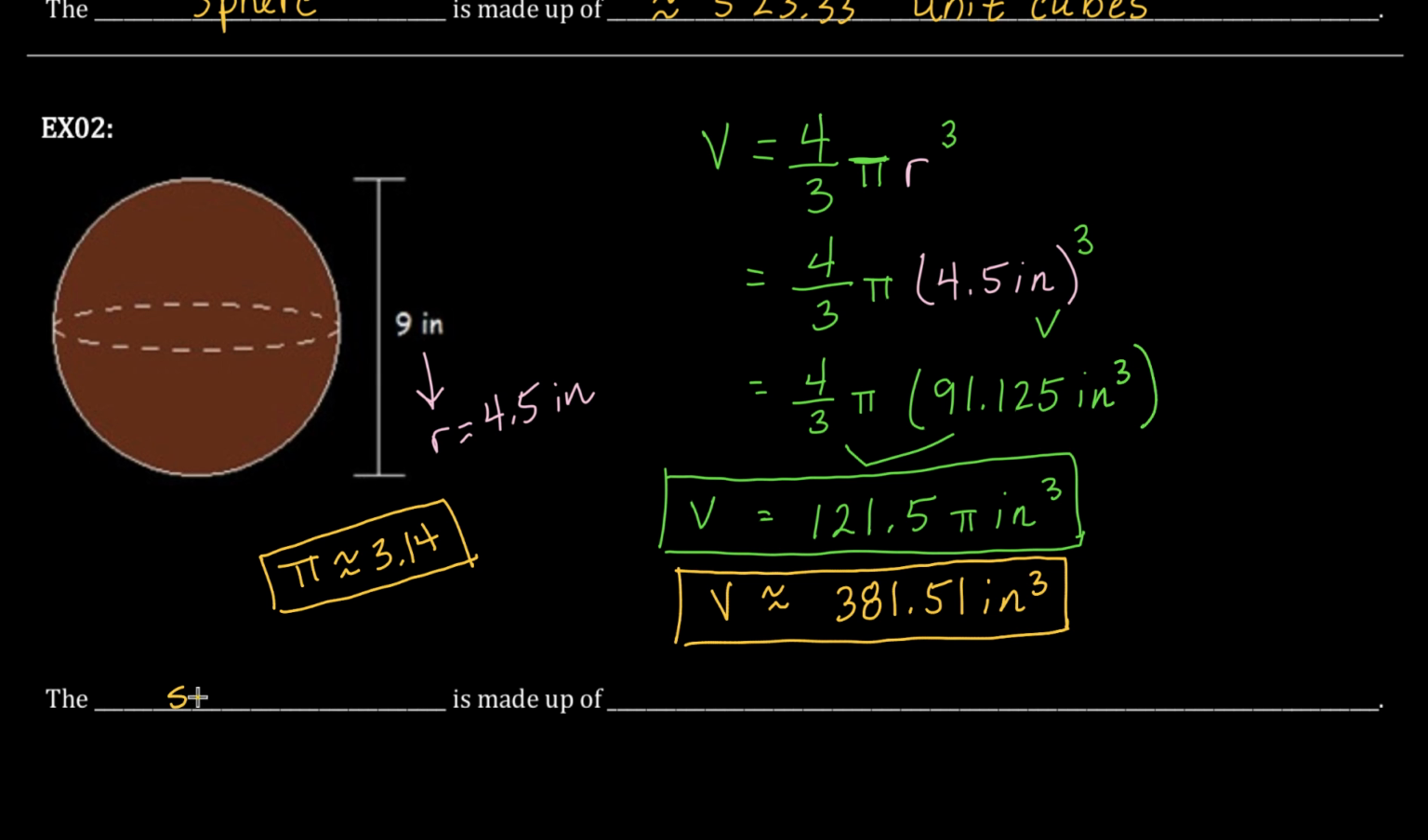So the sphere is made up of approximately 381.51 inch cubes. Basically means if we wanted to create this, we would create it using 381.51 inch cubes of concrete, and when we put them all together, we can form them into this sphere. So that's it. Thank you.